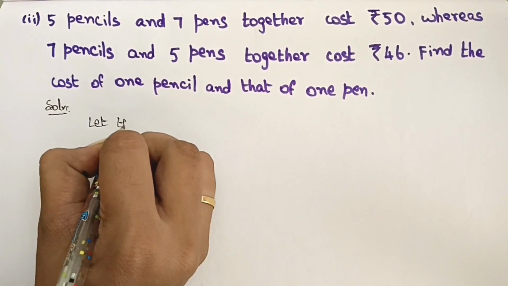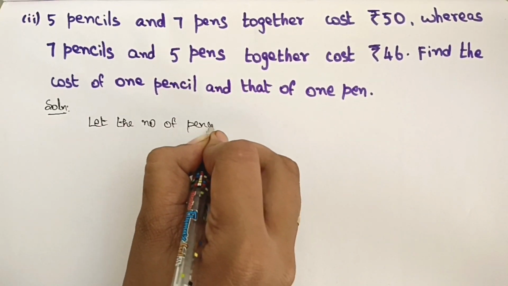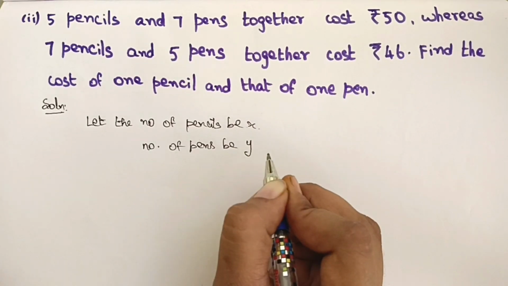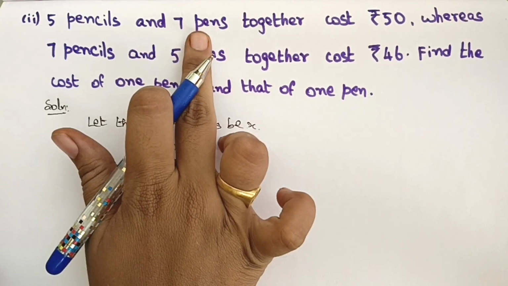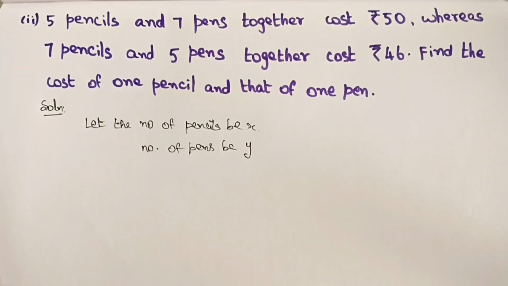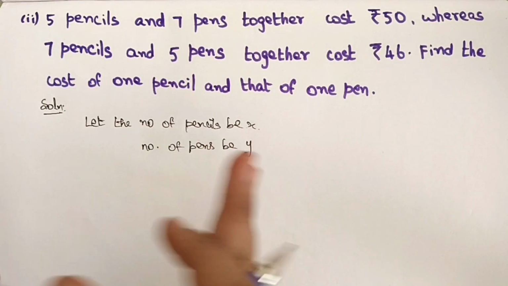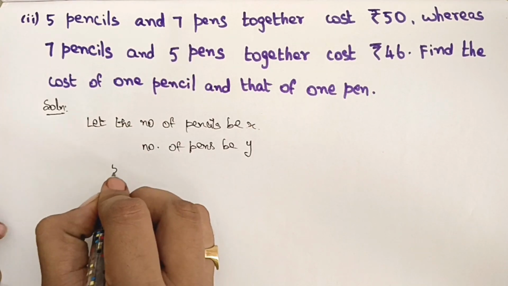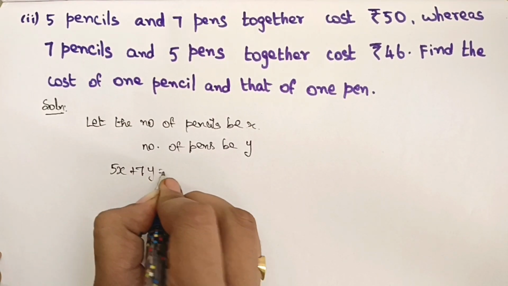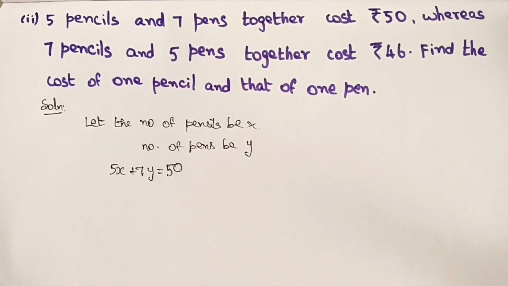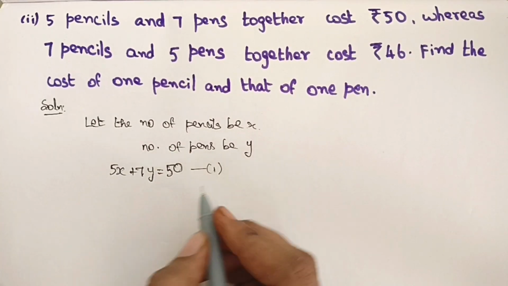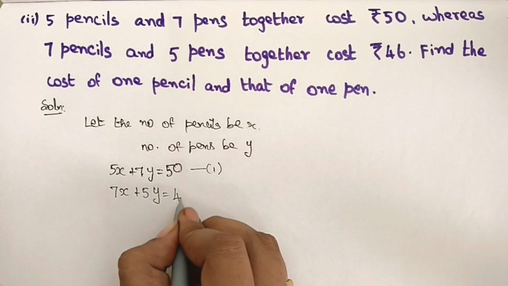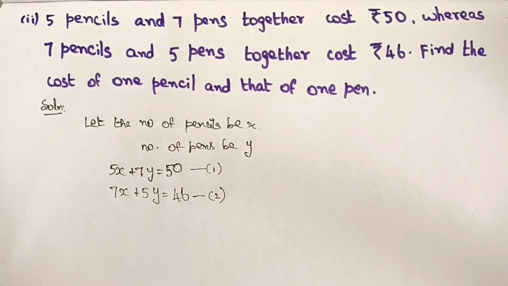Let the cost of pencils be x. And then the cost of pens be y. So what is given? 5 pencils plus 7 pens equal to rupees 50. Fourth step, identify the relationship between variables and constants. Fifth step, transform the word problem into mathematical symbols. So 5x plus 7y equal to 50. This is the first equation. Second equation, 7x plus 5y equal to 46. This is the second equation.